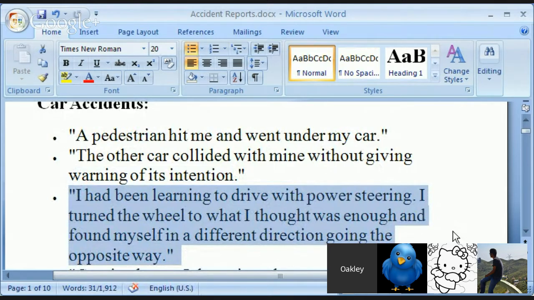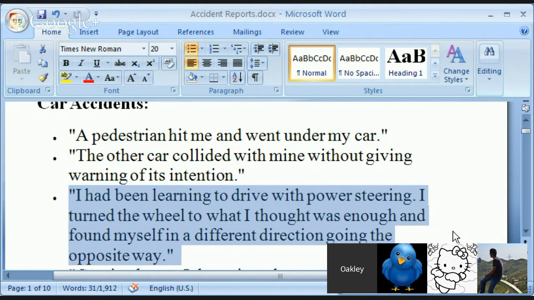Okay. Nader, try this next one. I had been learning to drive with power steering. I turned the wheel to what I thought was enough and found myself in a different direction, going the opposite way. Yeah. Okay. So it was not his mistake. Maybe his teacher's mistake. Really?